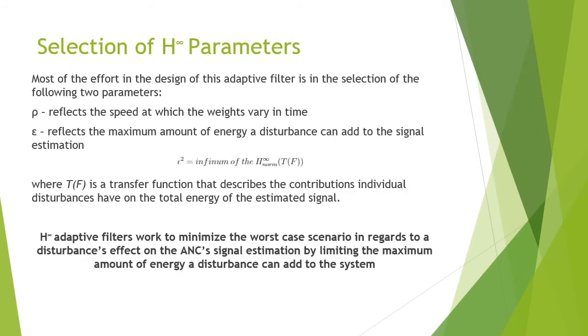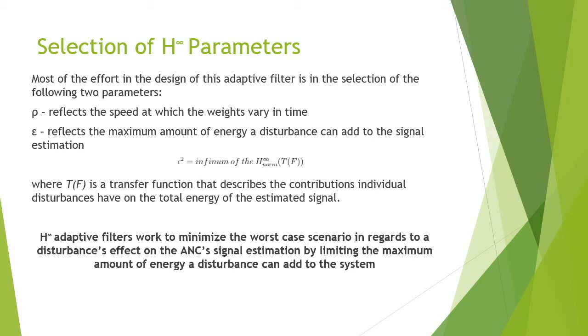Most of the effort in the design of the H-infinity adaptive filters is the selection of the following two parameters. Rho reflects the speed at which the weights vary in time, and epsilon reflects the maximum amount of energy a disturbance can add to the signal estimation. This equation describes that statement, where T of S is the transfer function that describes the contributions of an individual disturbance on the total energy that can be added to the estimated signal.